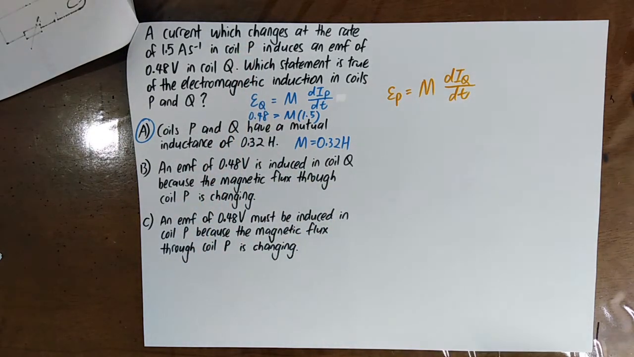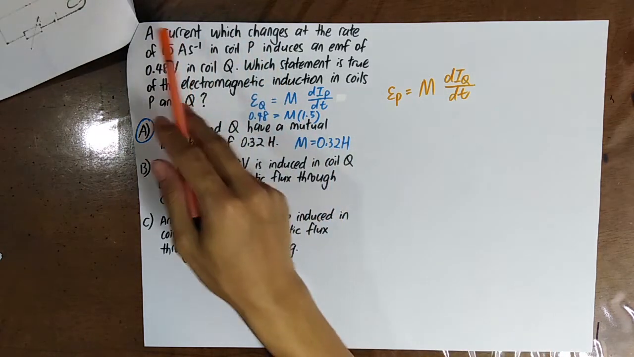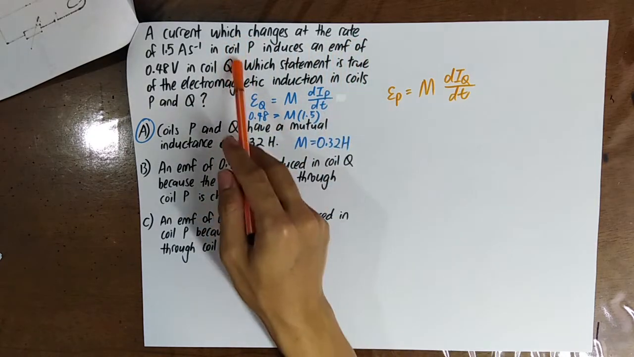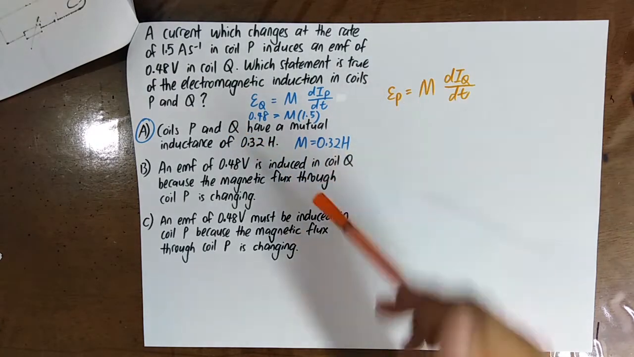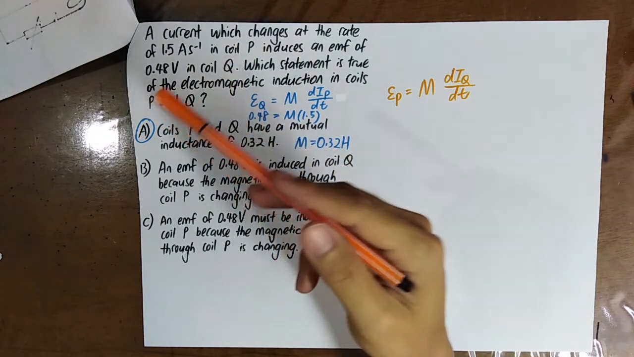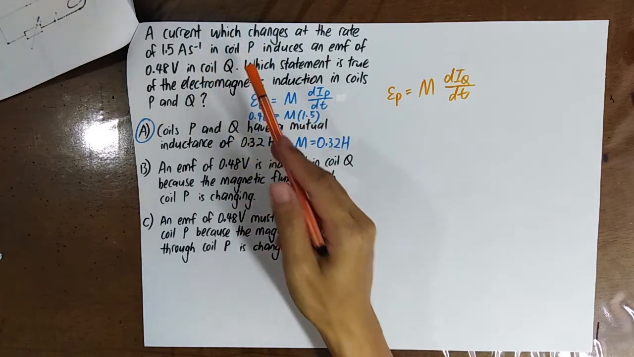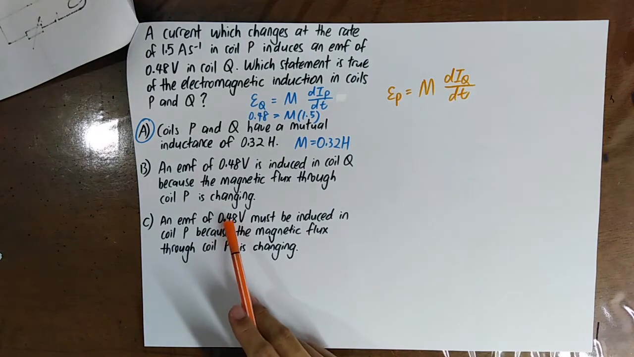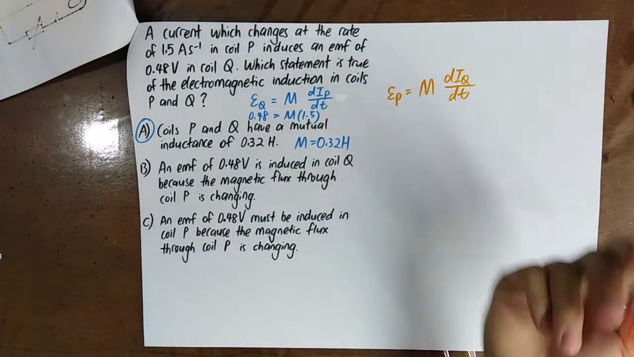Okay, so once again, I want to reiterate that, for example, in this case, if the current is changing in coil P, the induced EMF in coil Q is due to mutual inductance. But at the same time, you should realize that there is a back EMF induced in coil P itself due to the self-inductance. But in this case, I don't know the value because I don't know the value of the self-inductance, okay? Because it's not given in the question, okay?